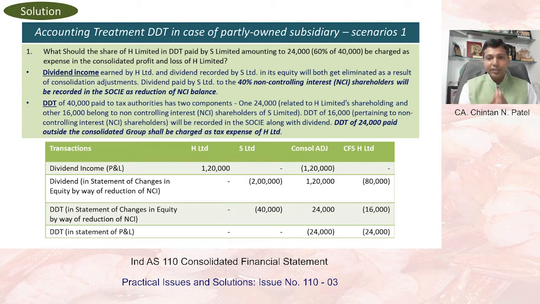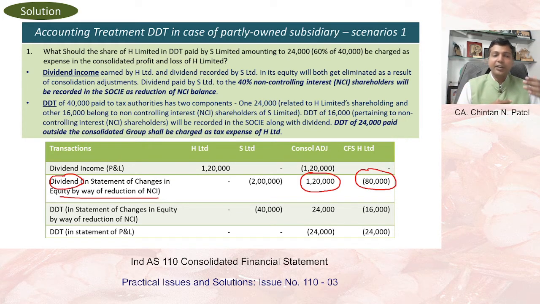So when we look at eliminations, the dividend of 60% of 2 lakh rupees, which has been received by H Limited, will be eliminated. Only the 80,000 rupees, the dividend paid by S Limited to the minority interest, will be a part of the consolidated financial statements of H Limited, shown by way of reduction of NCI. That is on dividend. Why? Because dividend received and paid both need to be eliminated.